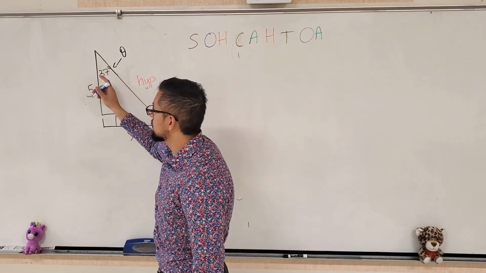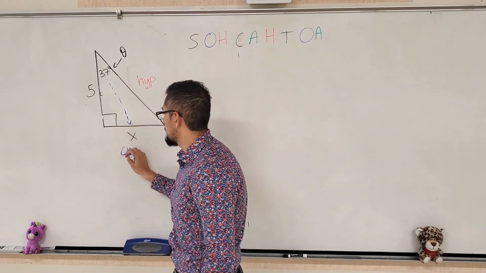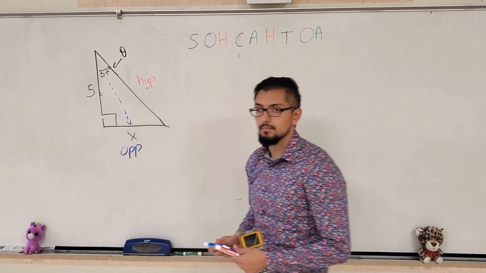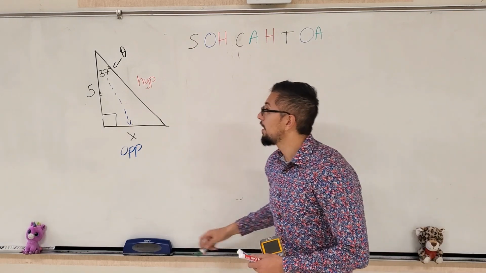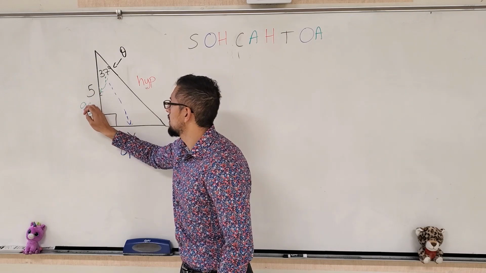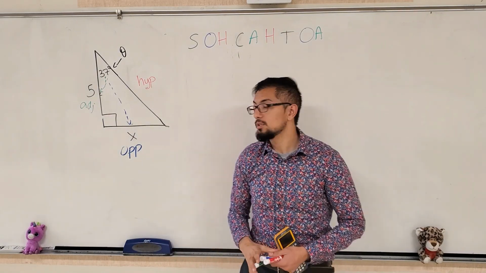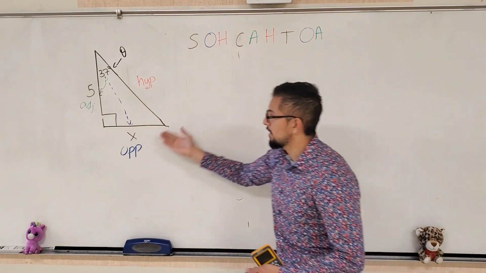Since the 37 degrees is right here, the side across from the 37 is called the opposite side. And the side that is next to the 37, that is not the longest side, we call the adjacent side. Now that my triangle is complete, I'm going to use SOHCAHTOA to help me solve for x.